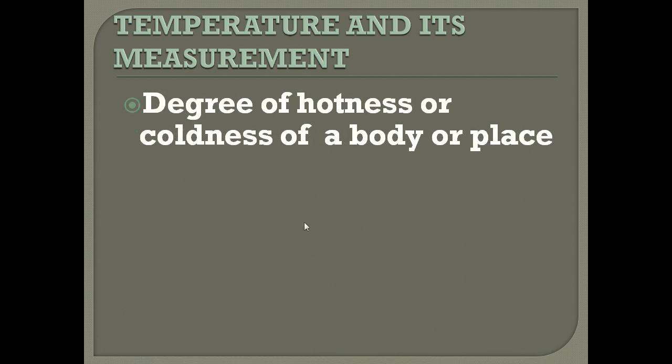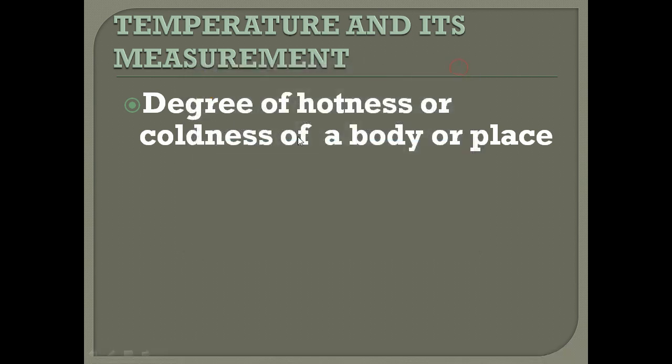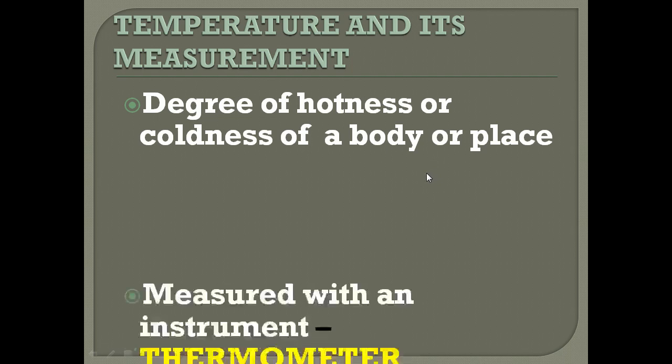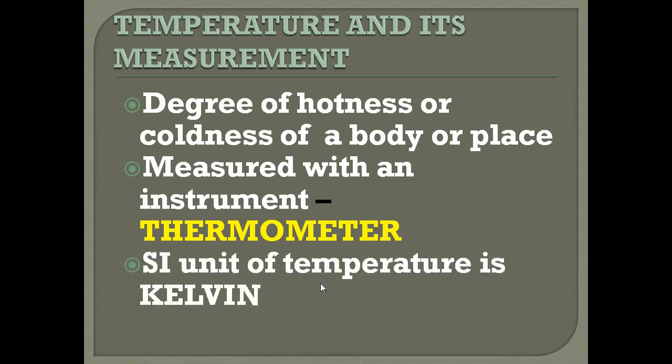Temperature is the degree of hotness or coldness of a body or place. So, temperature means what? It is the degree of hotness or coldness of a body or place. It is measured with an instrument called a thermometer. The SI unit of temperature is Kelvin.